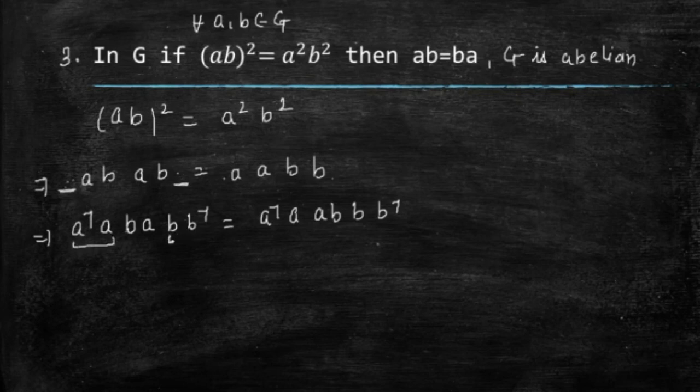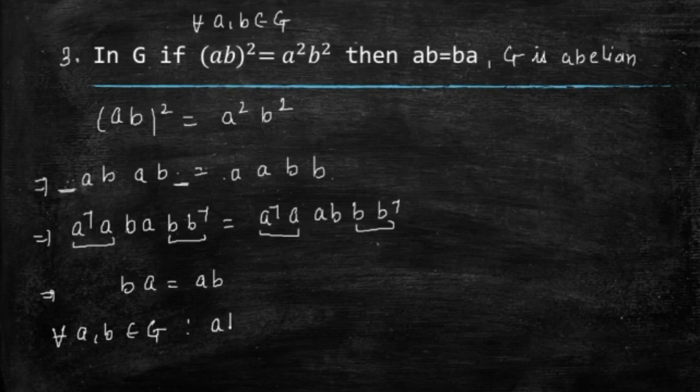This will give you identity, right? These all are identity, and all you are left with is ba equal to ab. Again, since a, b were chosen arbitrarily, we have for all a, b belonging to G, ab equal to ba, and hence our group is abelian.